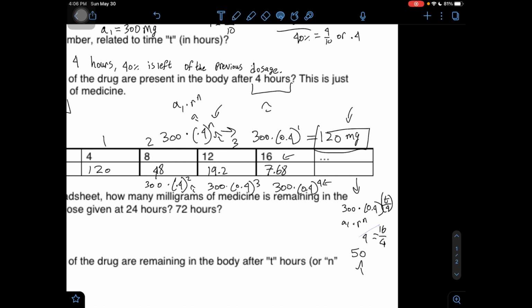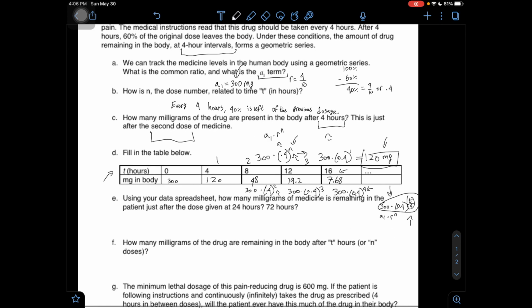So that means our answer for this last column, where it's dot, dot, dot, is just going to be 300 times 0.4 to the power of t over 4. And if you wanted to do 20, it'll just be an exponent of 5, because 20 divided by 4 equals 5. And this equation will get you any value in the sequence. Now let's go ahead and do part E.